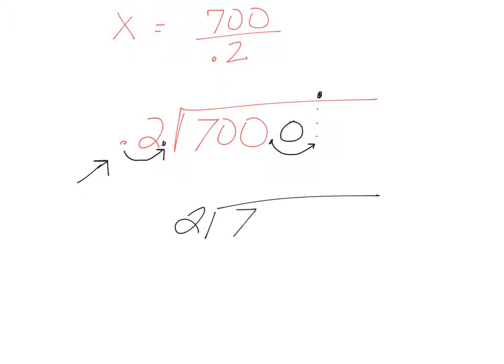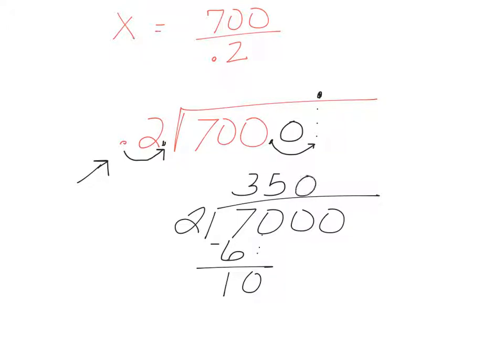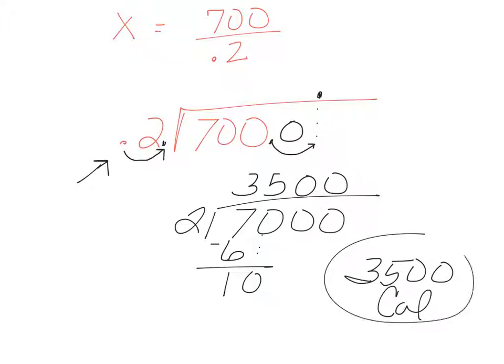So now my problem is 2 going into 7,000. So 2 goes into 7 3 times, subtract, get a remainder of 1, bring down the 0. 2 goes into 10, 5 times evenly, fill in the zeros. And so this girl eats 3,500 calories a day. That's a lot of calories. She must be an athlete.